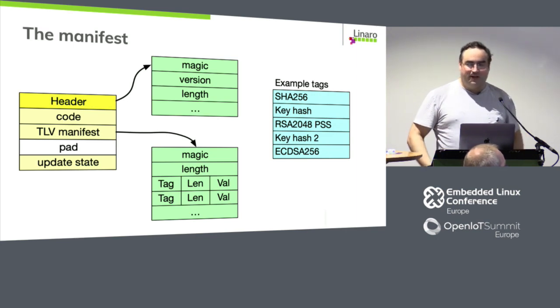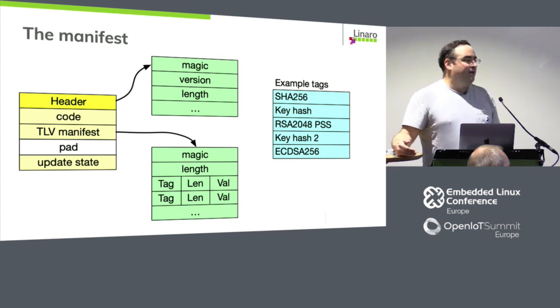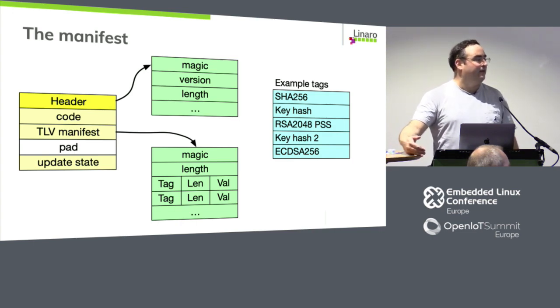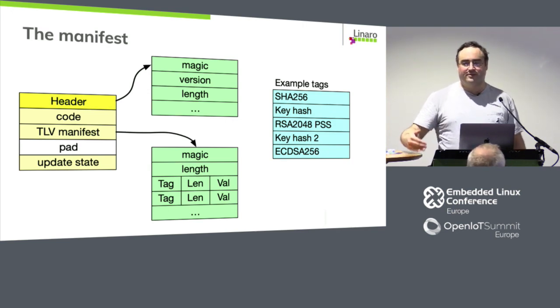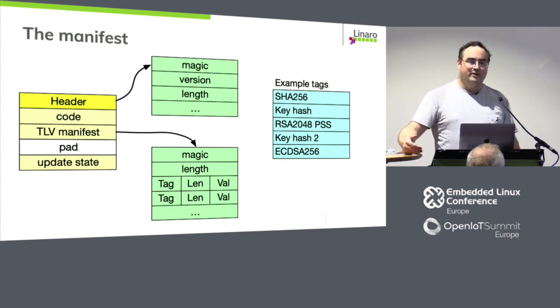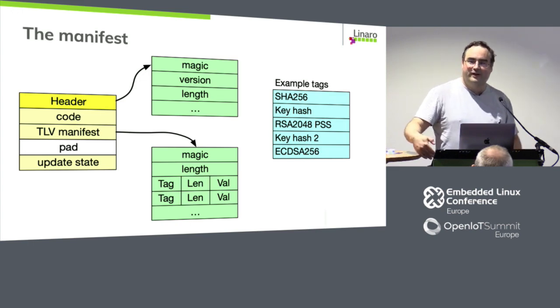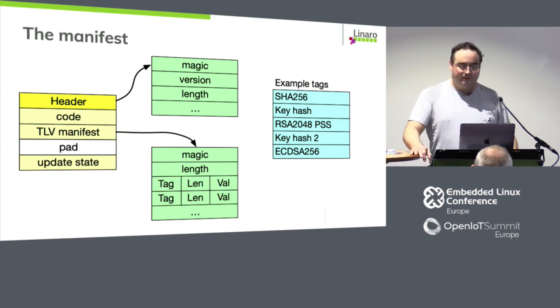So a typical image might have a SHA-256 of the code, a key hash describing an RSA public key, and then an RSA-2048 PSS signature. And we might also have another key hash and an ECDSA signature. The scheme is set up so there can be as many signatures as are desired, and the current code walks through them, and as long as it finds one signature matching its list of allowed public keys, the image is considered valid and it will boot or upgrade it. If none of them are valid, it considers the image invalid.